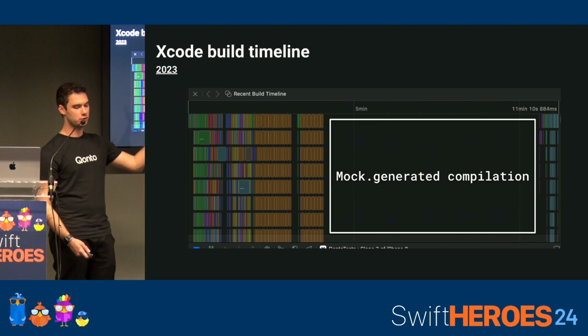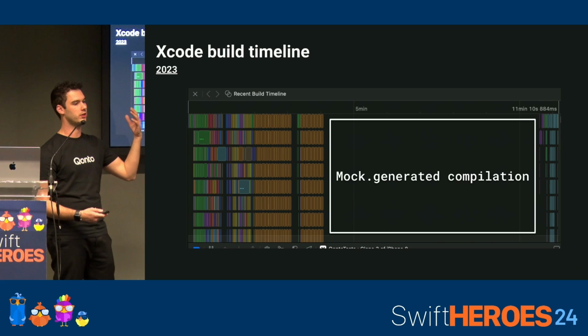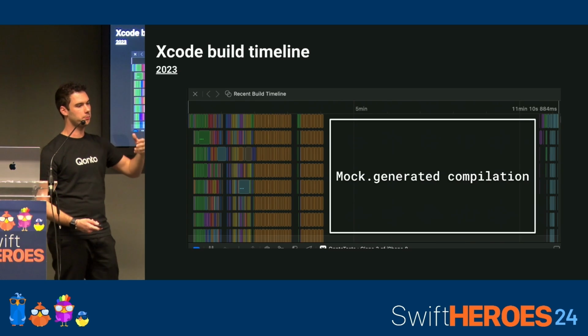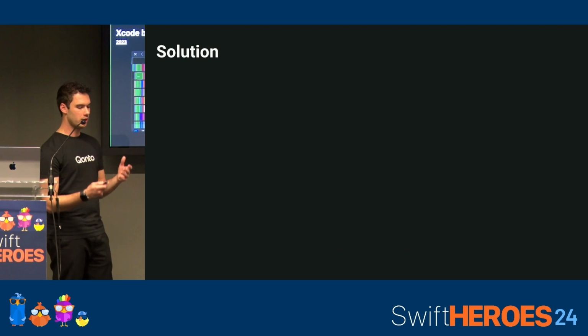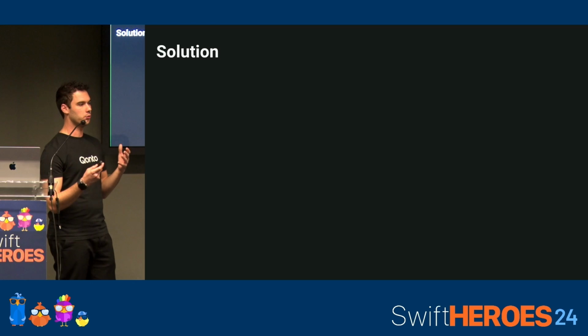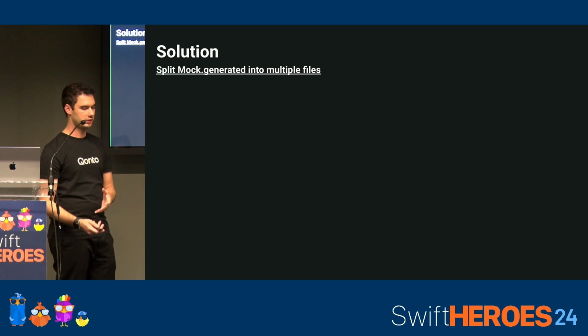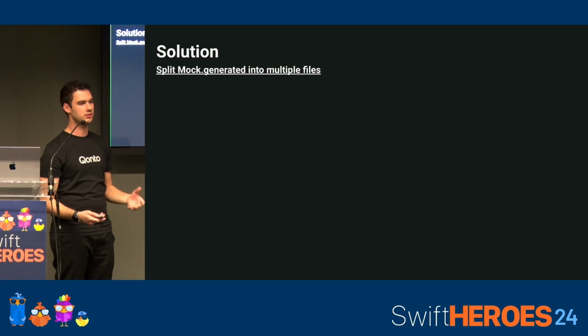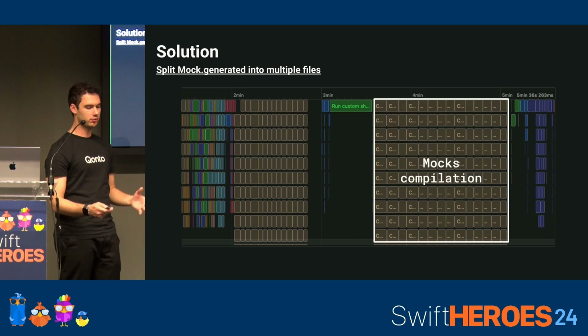As you can see, there's no parallelization of work during this compilation. We're focusing our compilation onto one single thread, and we're not parallelizing the work and using all the resources at maximum. So the solution for us was only one. We had to split the Mock.generated file into multiple files, one per protocol.